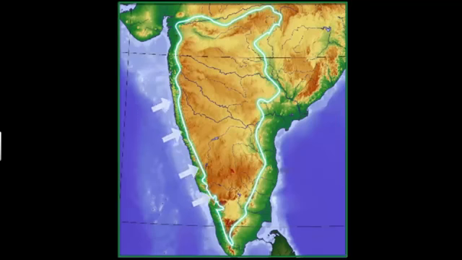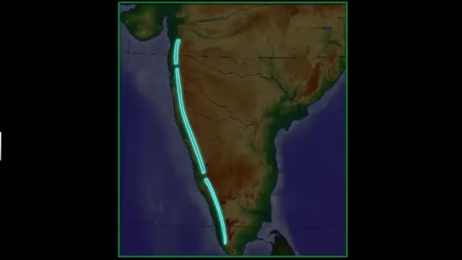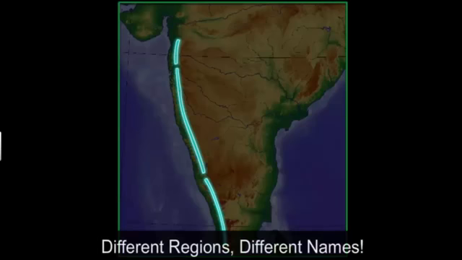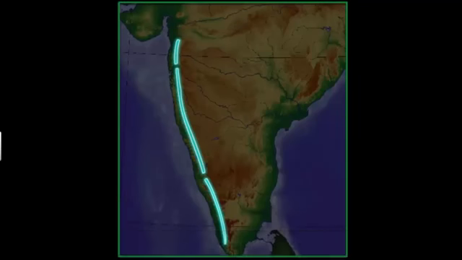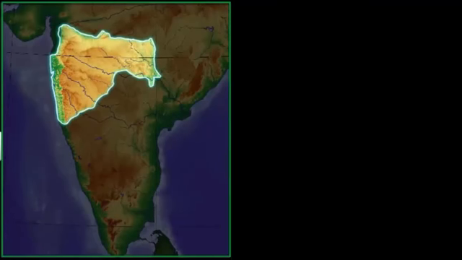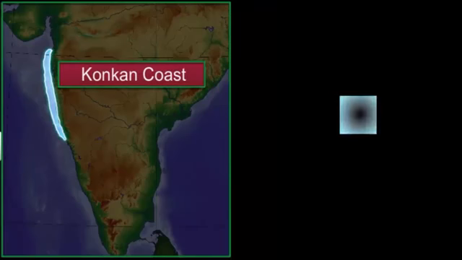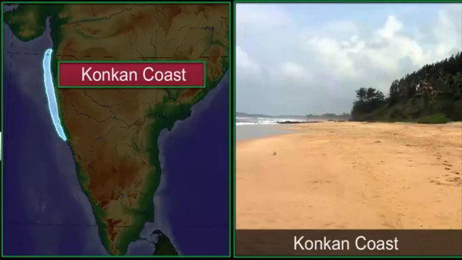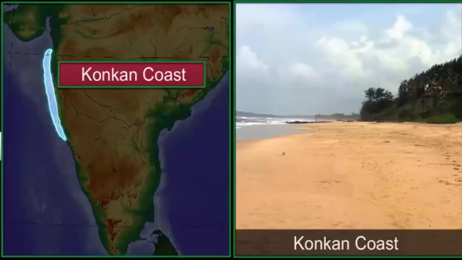The Western Ghats are known in different regions by different names. For example, people in Maharashtra refer to the Western Ghats as the Konkan Coast, while those in Kerala refer to them as the Malabar Coast.